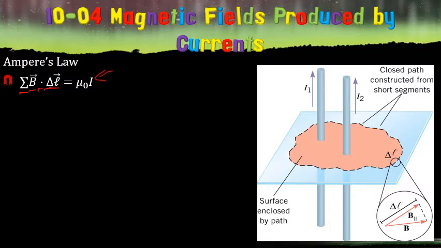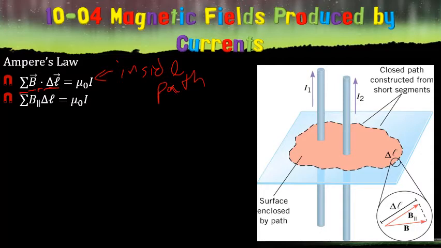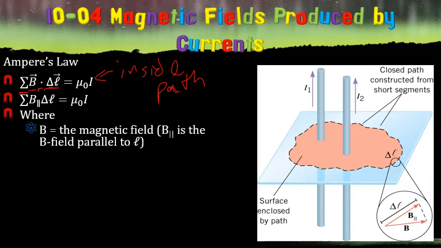Now we call this little bit of length a path. And the I's are the currents inside the path. All right, so if we drop the calculus a little bit, we want the magnetic field component that's parallel to our path, and we add those up. Well, it's easier if we use symmetry. So we're going to use symmetry.